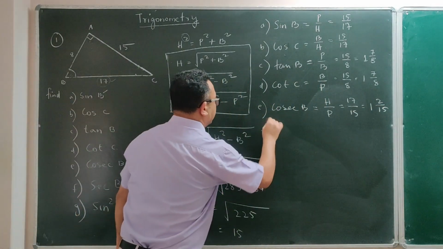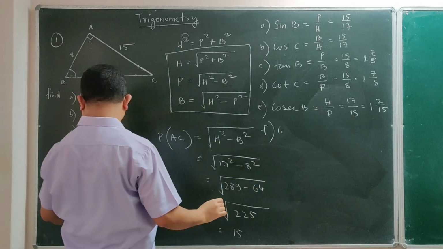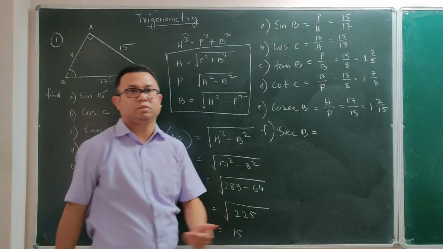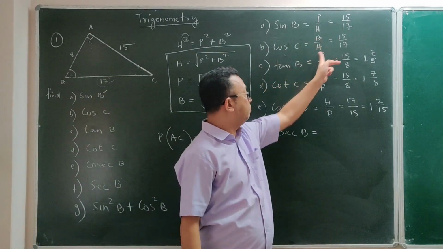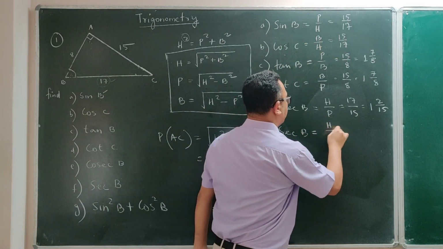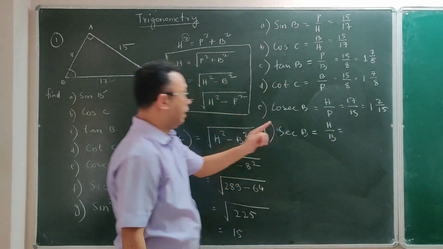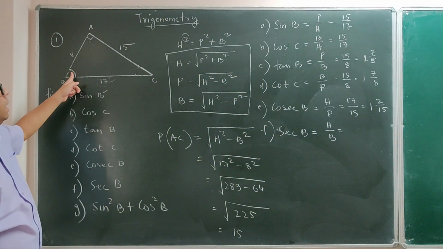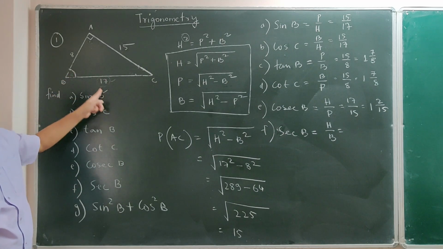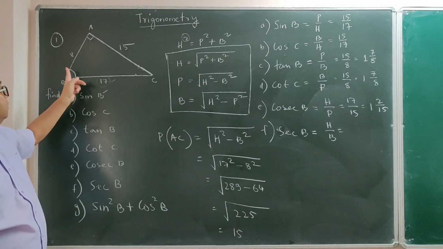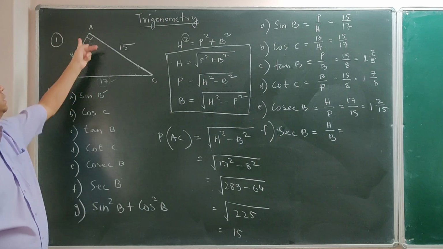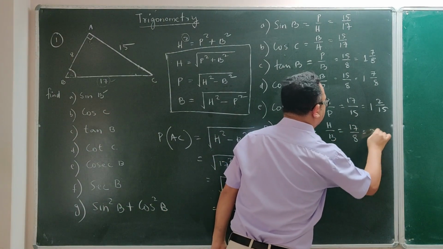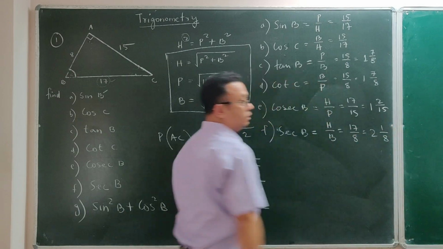Then the last one that you have is F, sec B. Sec is the reciprocal of cos. Cos is base by hypotenuse, so this becomes hypotenuse by base. Okay, again our angle of reference is B only. Angle of reference is still the same. So I need hypotenuse, I need base. Hypotenuse is here 17, which will not change, and base. If the angle is B, this becomes the base. So it becomes 17 by 8, or 2 and 1 by 8.